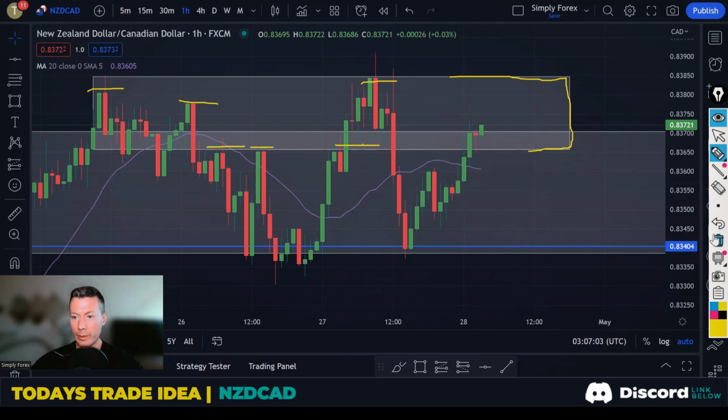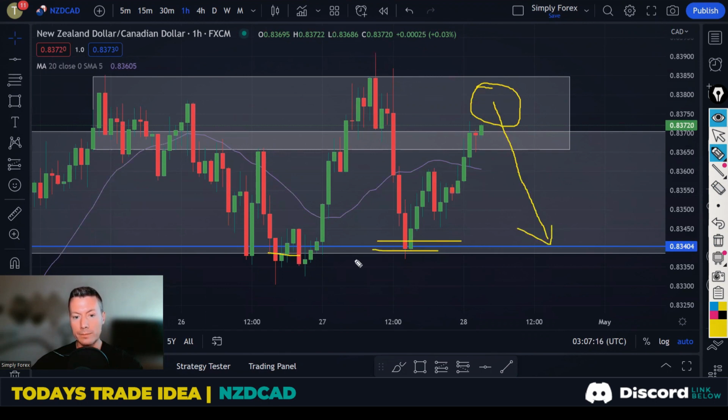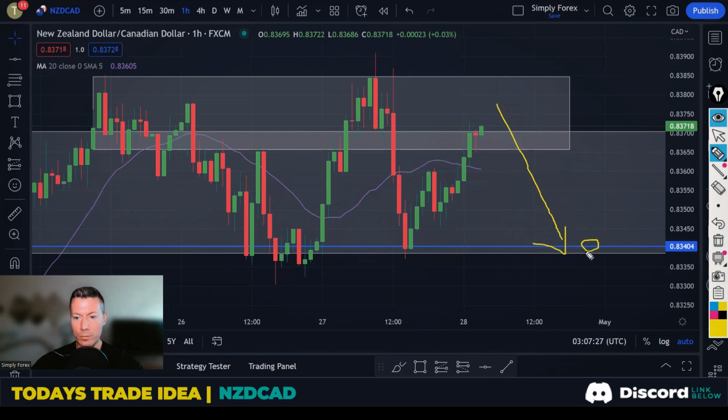So what do we want to see? We want to see price react in here somewhere, guys. We want to see a bearish reaction. If we get this bearish reaction, we can then enter the trade. We can then look to take price back down to these lows. We could find this is a bit of a ranging market. So that's what we want to see. We can then close 80% at this level and then potentially leave 20% back down to that daily low. All right, guys, so New Zealand dollar, Canadian dollar short.